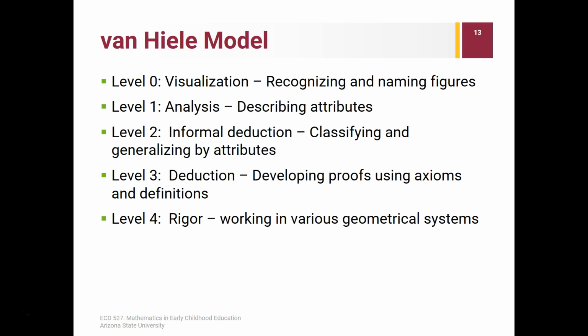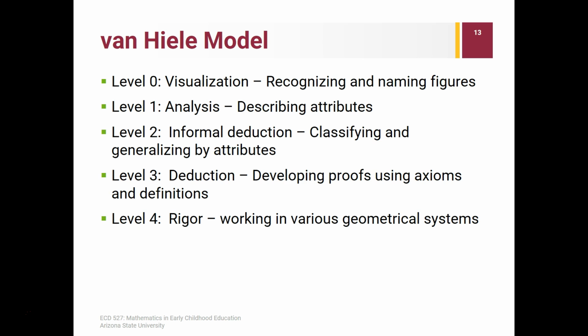Dutch mathematicians Dina van Hiele-Geldof and her husband Pierre-Marie van Hiele described 5 levels of developmental thinking and reasoning in geometry. In Level 0, Visualization, children are able to recognize and name figures based on their perception of the whole figure. At this stage, children will say a square cannot be a rectangle because they look different. At Level 1, Analysis, children are able to describe attributes. Here the child will be able to say a square has 4 corners and 4 sides that are the same, but will not be able to see the relationship of certain shapes to other shapes.